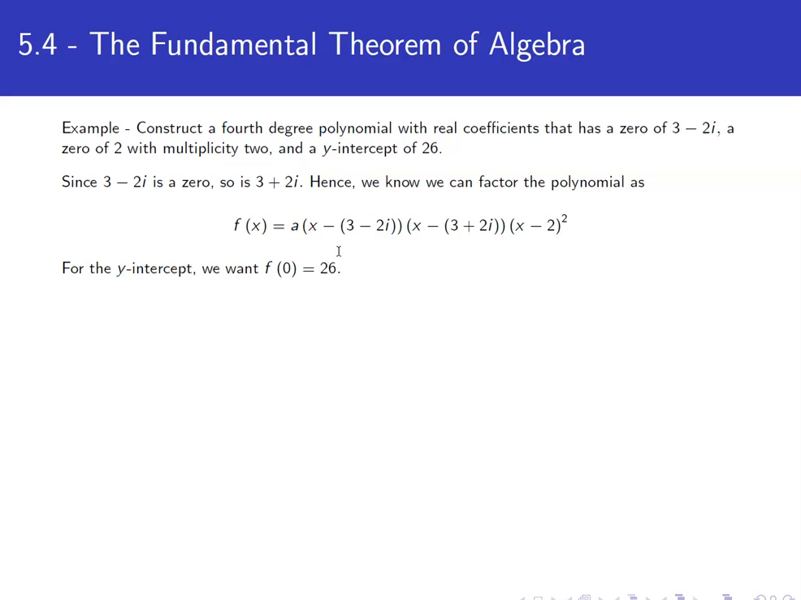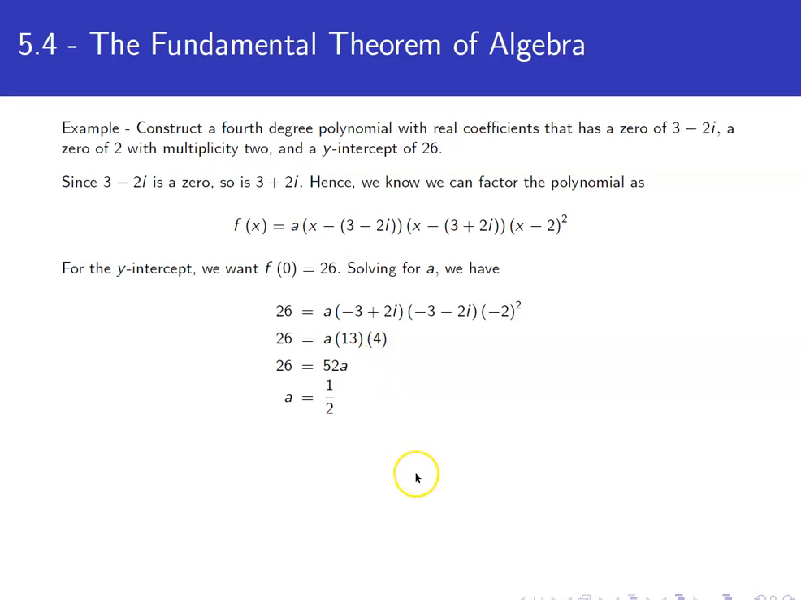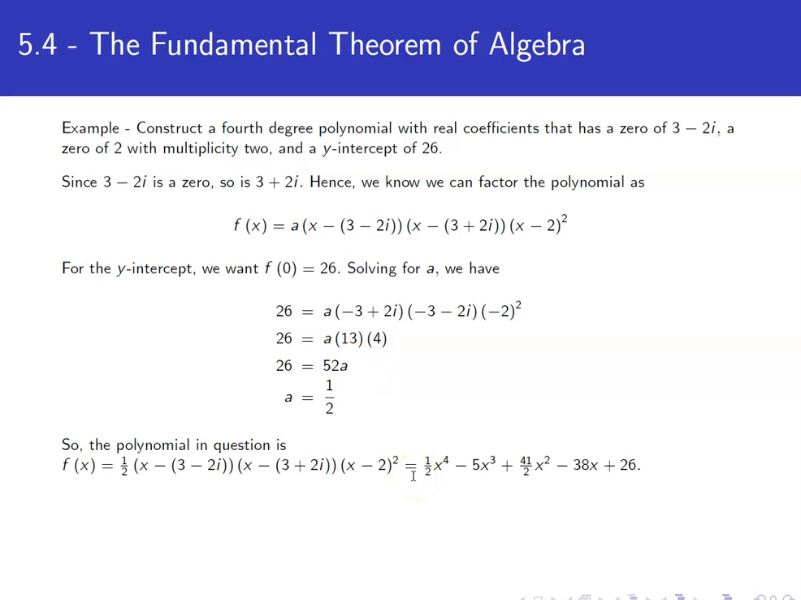For the y-intercept, it means we want to plug in 0 and get out 26. So if I do that in this case, we get 26 on the left-hand side. When we put in 0, we'll get a -3 plus 2i, a -3 minus 2i, and then times a -2 squared. Multiplying all of that out, we get 52a, so a must have been a half. So the polynomial in question is going to be 1/2 times the factored form that we had before.